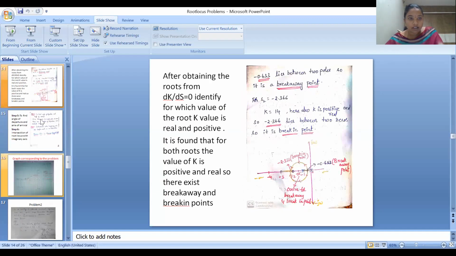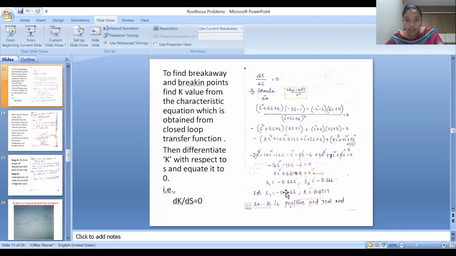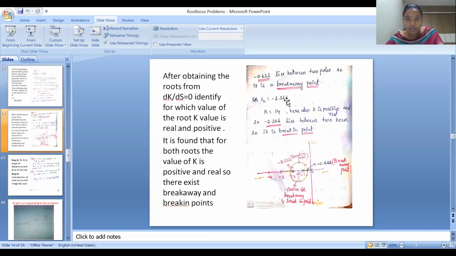What is the first root I got? The first root I got is minus 0.633. I substituted in K, I got it as positive and real. The second root I got is minus 2.366. Substituting in K, I got 14. So again the K value is positive and real, so this can be a breakaway or break-in point. You just identify it. The value minus 2.366 is in between two zeros, so that point will become a break-in point. Now I found the breakaway point as well as a break-in point. I think I am clear.